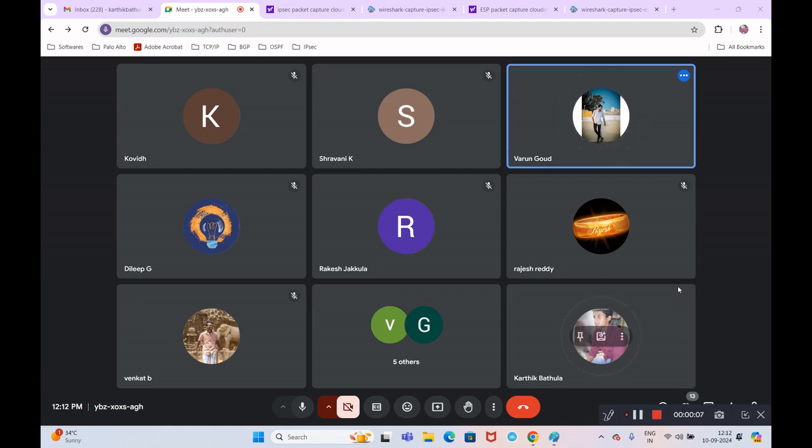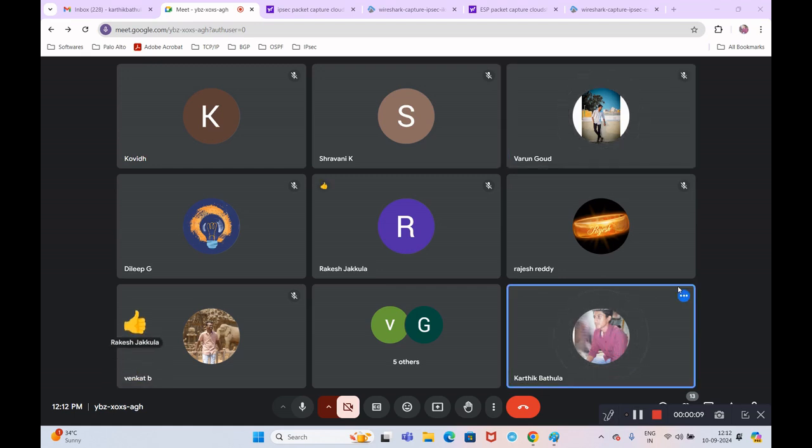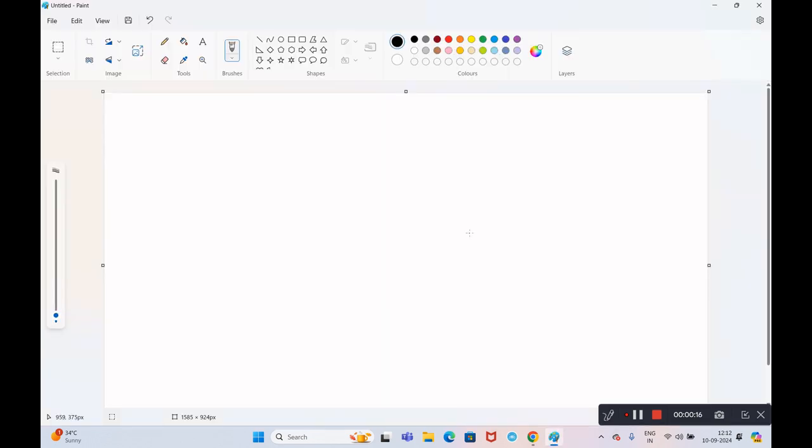Yesterday we discussed IPsec phase 1, so we can quickly recap what we discussed. In yesterday's class we covered what IPsec is, the different types of VPNs like site-to-site VPN and remote site VPN, as well as IPsec phase 1.